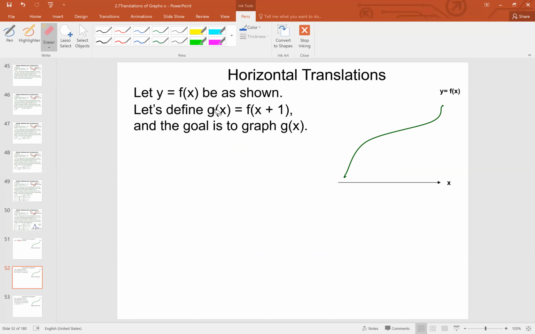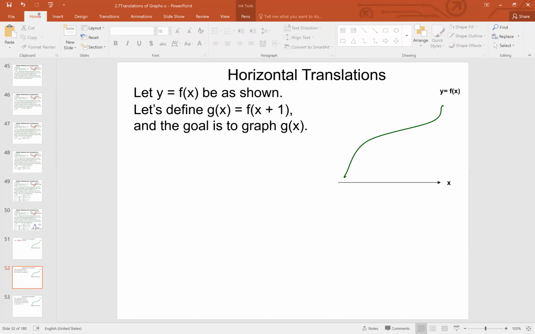How should I plot it? Here is the picture of f of x. And here I do want to warn a lot of people. They will say, oh, x is changed into x plus 1, so all I have to do is take this piece of snake or curve and move it plus 1. No, actually, we move it the other way, and that a lot of time bothered a lot of students.